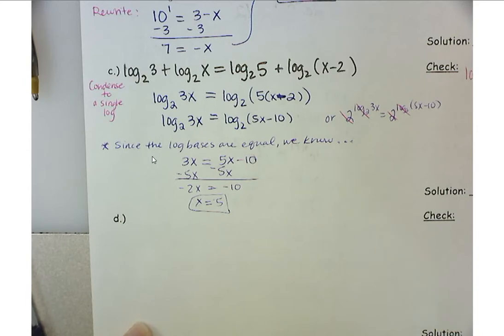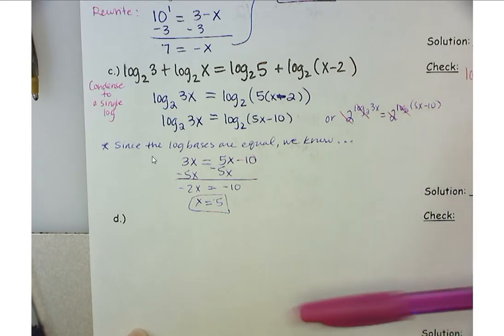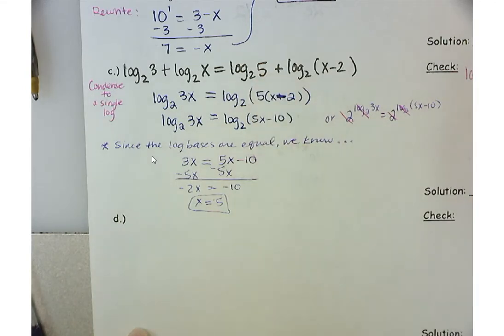So you have log base 2 of 3 plus log base 2 of 5. And all you have to do is show me that on this side it would be the same thing. So if you plug in 5, this is log base 2 of 5 plus log base 2 of 5 minus 2, which is obviously going to be, what's 5 minus 2? 3. Okay, so this would be log base 2 of 3 plus log base 2 of 5. It'd be the same thing.